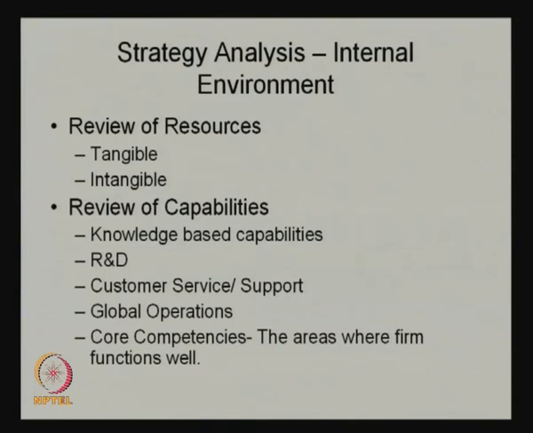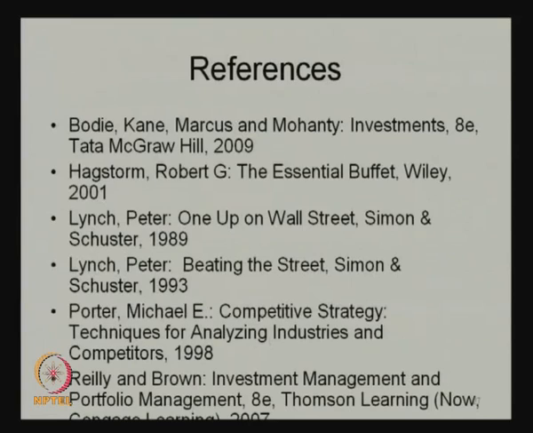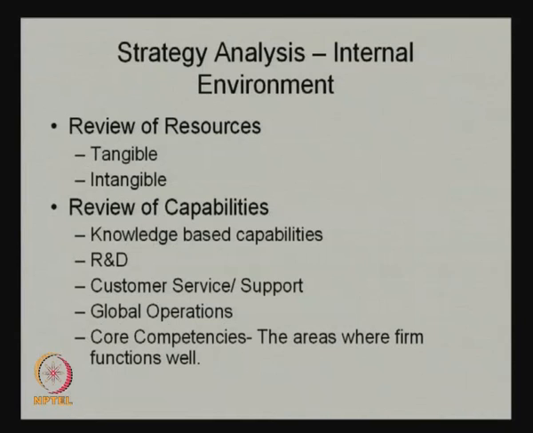Then one has to look at the capabilities also. What are the knowledge-based capacities, what are the R&D capabilities, and what type of customer service support is there? There may be certain companies that are good at after-sales service, so customers go to that company's products because it has good customer service. The company may have good global operations, or other core competencies where the firm is functioning very well. This is what we discuss in this part of the company analysis.